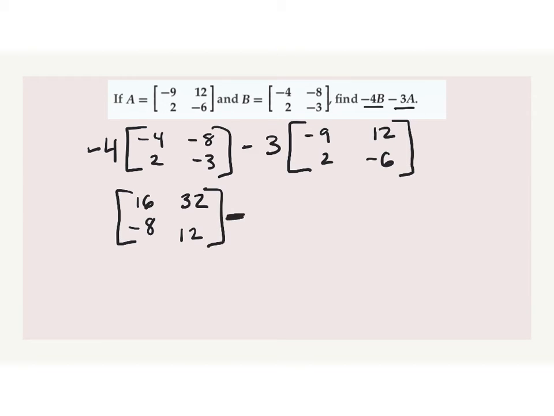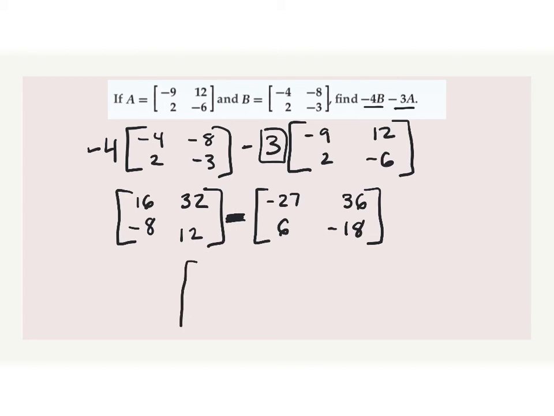So now I'm going to keep this minus in the middle there and just multiply a positive 3 to everything. So what's 3 times negative 9? Negative 27. What's 3 times 12? 36. What's 3 times 2? 6. And 3 times negative 6? Negative 18. Perfect. Last step is to subtract.